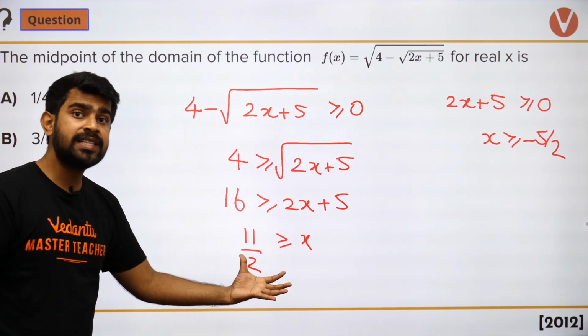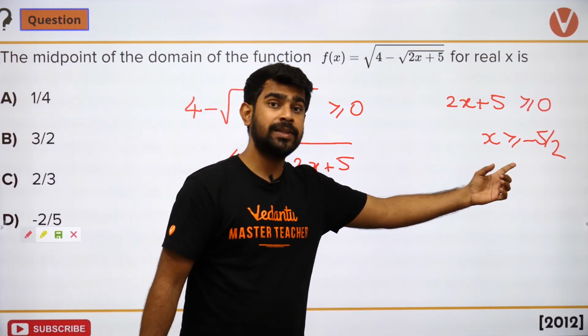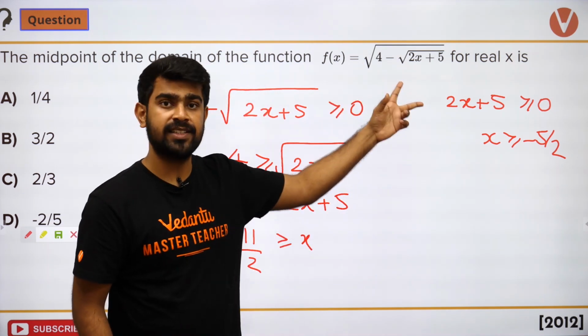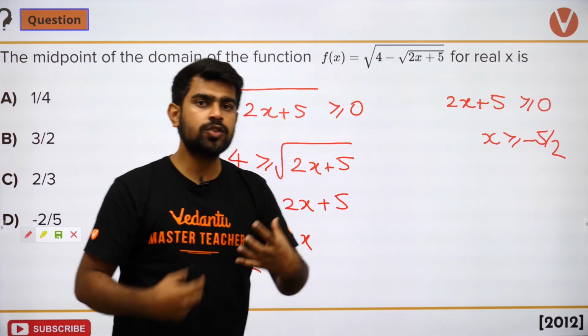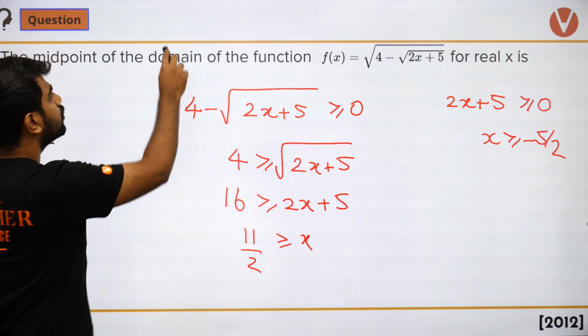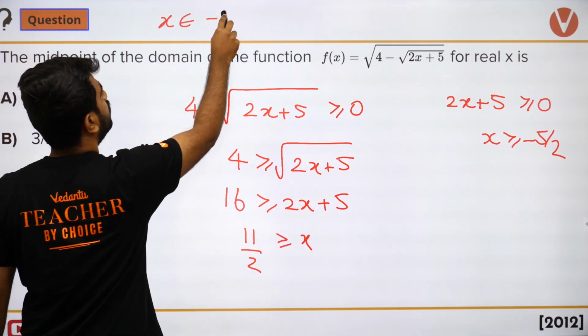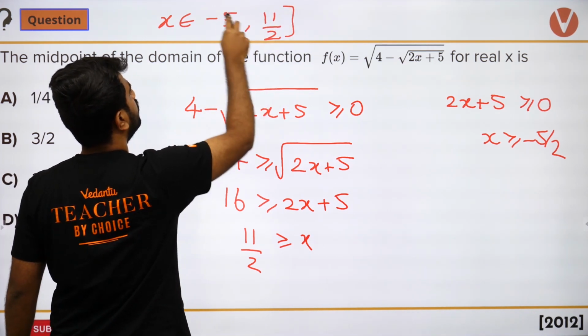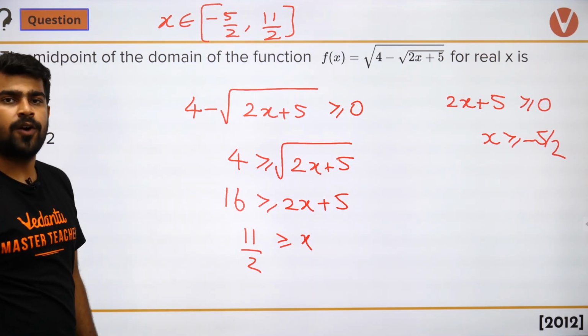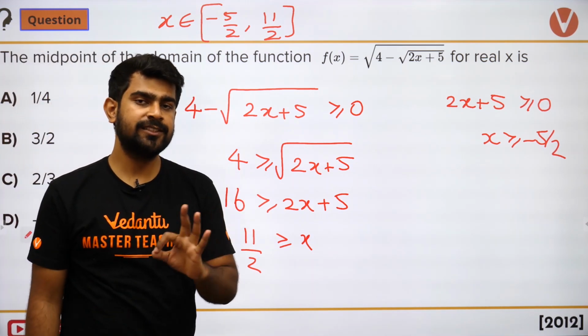So this should also be satisfied and this should also be satisfied because both are present, right? So both must be satisfied simultaneously. So what is the common solution I will get? I will get the common solution as x belonging to minus 5 by 2, 11 by 2. This is the solution for our question. I hope everyone is clear with that.